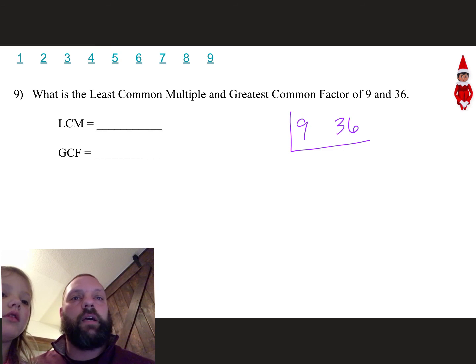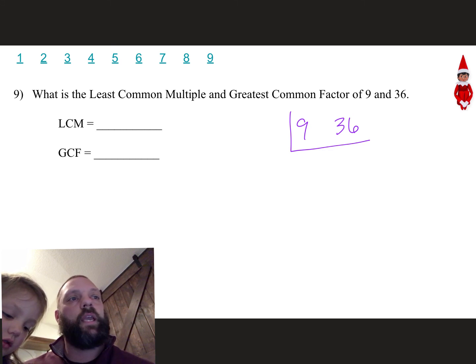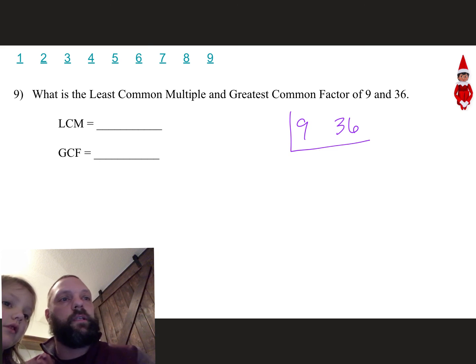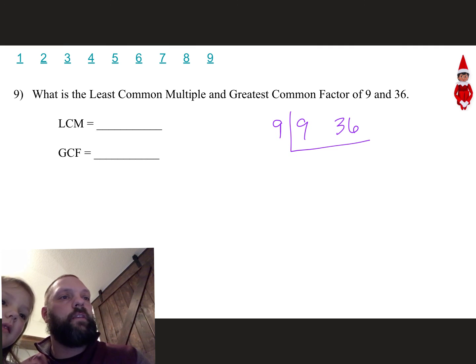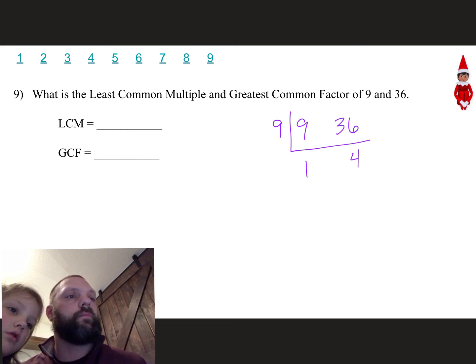So remember, we do the upside down division. And what goes into both 9 and 36? 9 does. Nope, don't write on it. 9 divided by 9 is going to give me 1. 36 divided by 9 is going to give me 4.